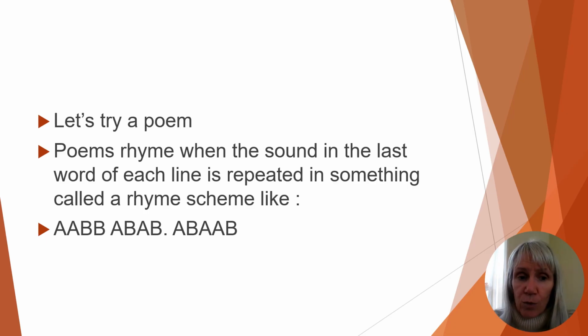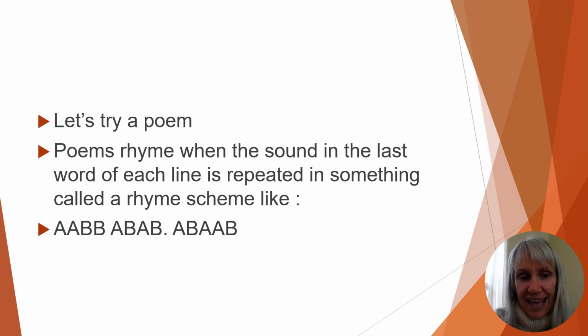Poems rhyme when the sound in the last word of each line is repeated in something called a rhyme scheme. In Humpty Dumpty, I gave you the AABB because the sound at the end of the first line was repeated in the sound at the end of the second line. And the next rhyming sound was repeated in the final one. So we had two lines at the beginning that had the same ending rhyme, and then two lines at the end that had the same ending rhyme.